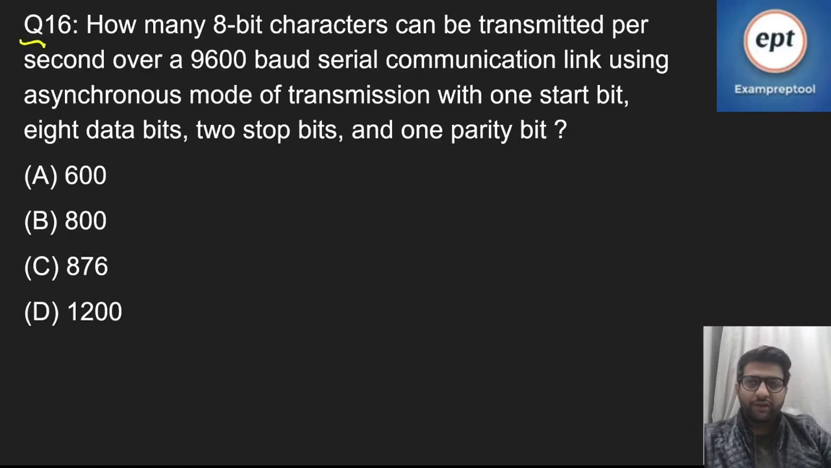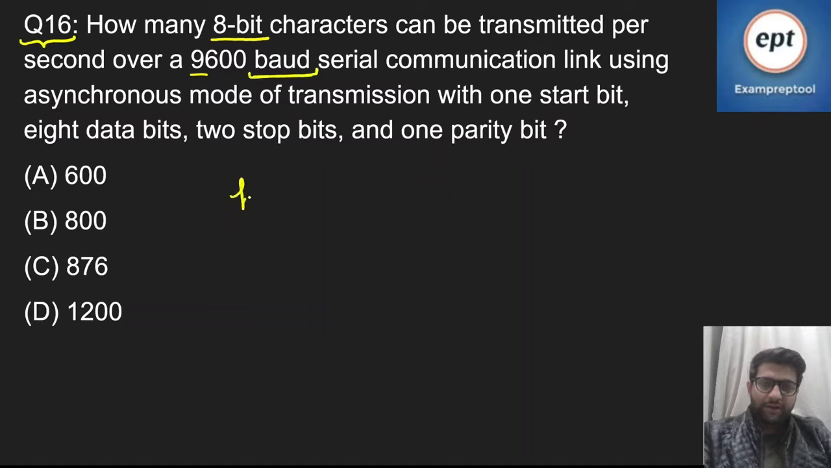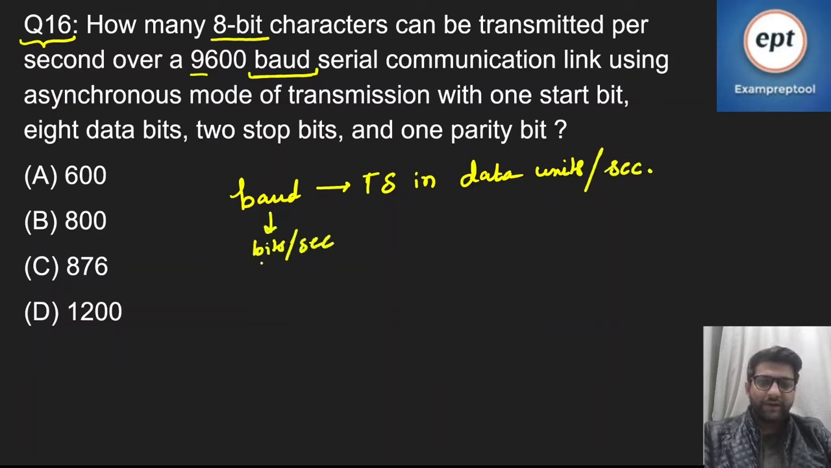So this is question number 16. Let's solve this first because it is of a similar topic. How many 8-bit characters can be transmitted per second over a 9600 baud serial communication? So what is baud? Baud is the transmission speed in data units per second, right? So this is similar to bits per second. However, instead of bits per second we will have data units per second.